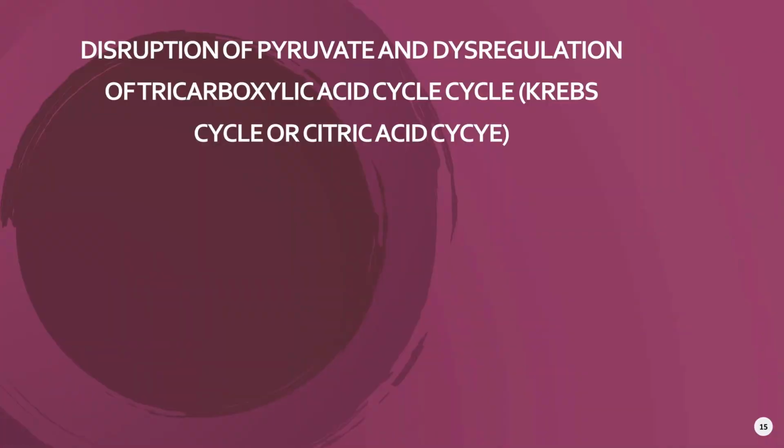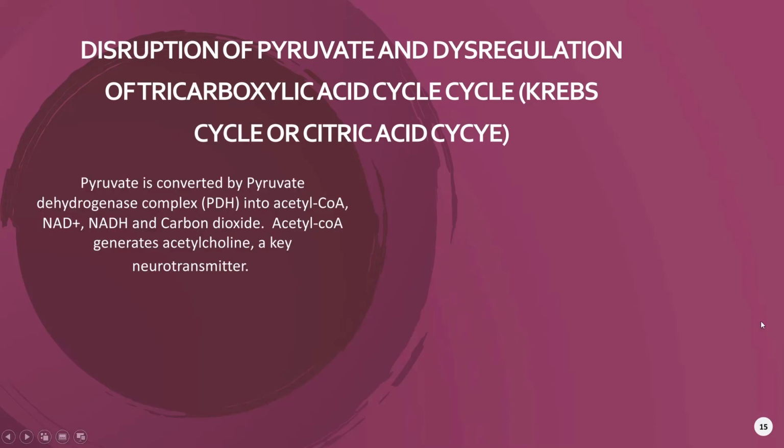Pyruvate is critical for human metabolism, and pyruvate metabolism plays an important role in neurodegeneration. It's critical for mitochondrial ATP generation and for driving several major biosynthetic pathways intersecting the citric acid cycle. Once the pyruvate is in the mitochondrial matrix, it can be converted to acetyl-CoA. Pyruvate dehydrogenase complex, PDH, converts pyruvate and NAD+ into acetyl-CoA, NADH, and carbon dioxide. Acetyl-CoA generates acetylcholine, a key neurotransmitter.